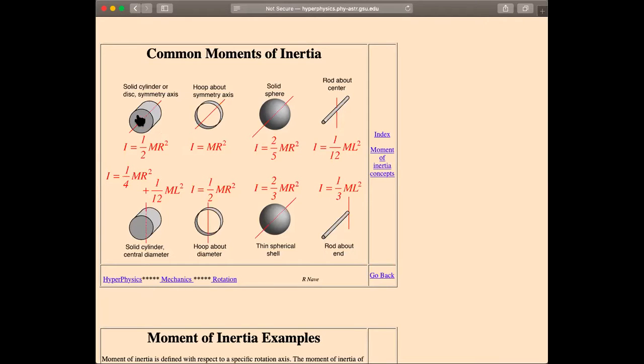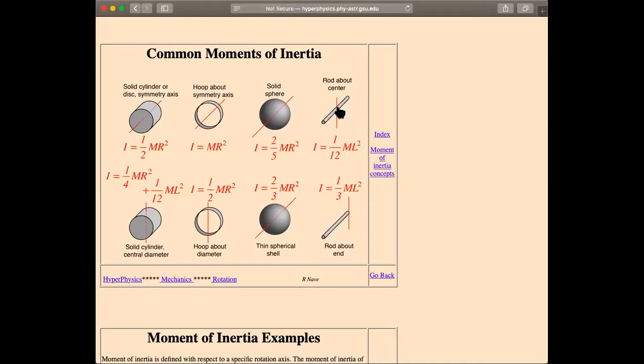So the important ones would be a solid cylinder, and you get 1/2 mr squared. R, the perpendicular distance, is just the radius of the cylinder in this case. If it's a hoop, so that'd be like a hollow cylinder, then you get I equals mr squared. So when you have a solid cylinder, it's a half. When it's a hollow one, it's a 1 sitting there. If it's a solid sphere, you get 2/5 mr squared. If it is a hollow sphere, so a thin spherical shell, you get 2/3 mr squared.